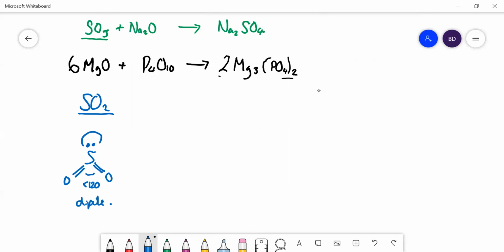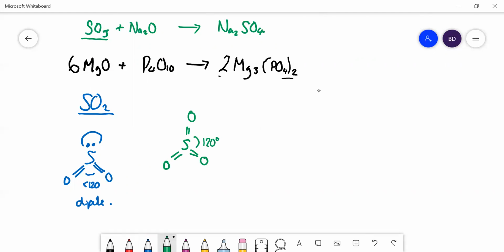And also interestingly, this molecule would have a dipole because it's asymmetrical. Whereas if you look at sulfur trioxide, that wouldn't have a dipole because there's no lone pairs there. It's perfectly symmetrical, and those bond angles would all be exactly 120.